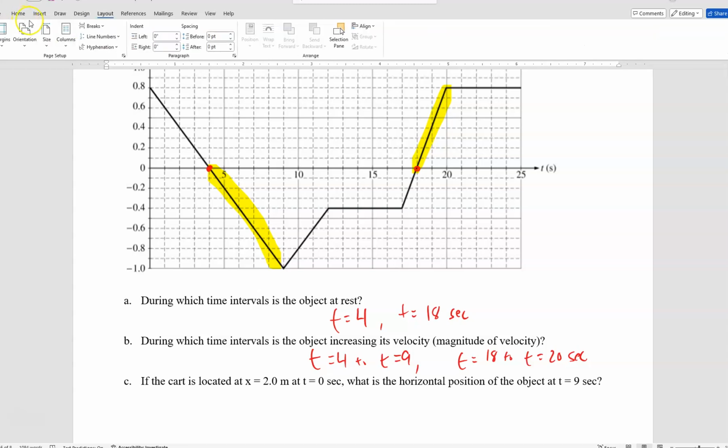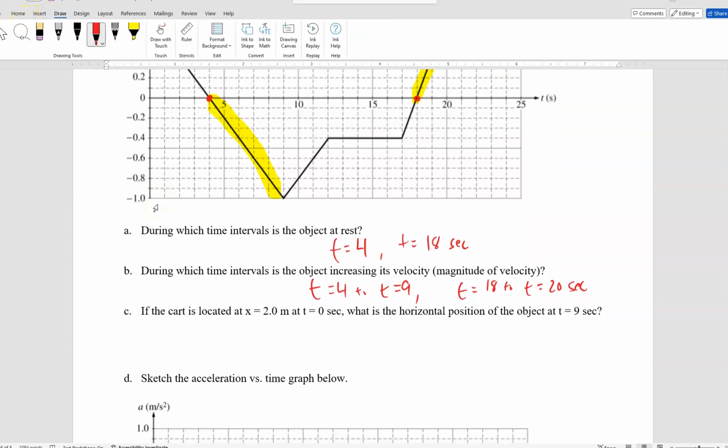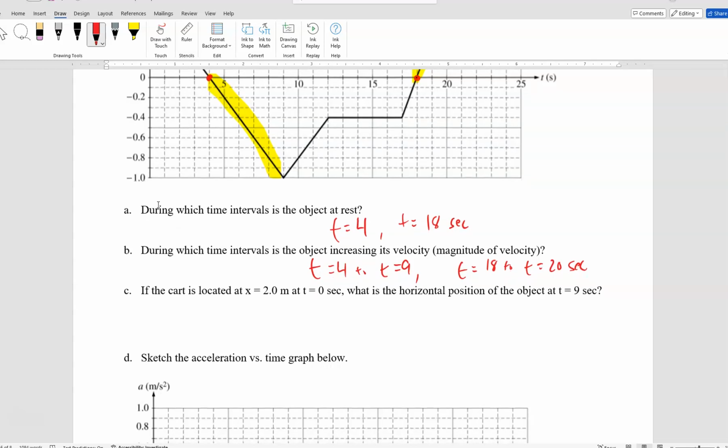Next question is a very difficult question. It's basically saying at time equals 0, it's located at x equals 2 meters. Basically it means it's got a 2 meter head start on something else that we don't know about. We want to know the position of it at 9 seconds.